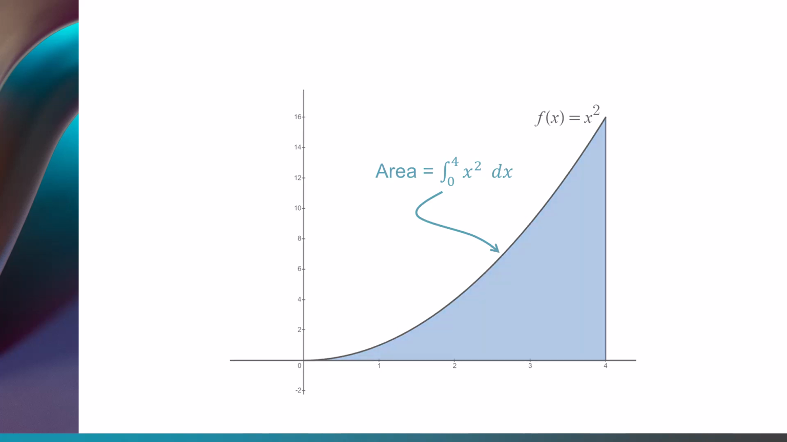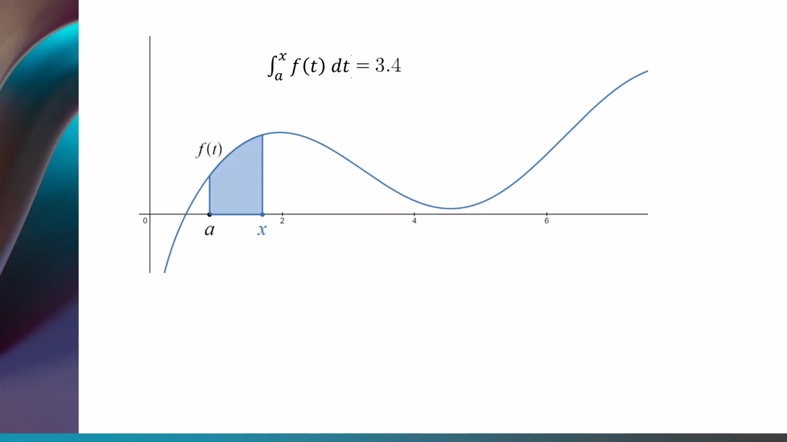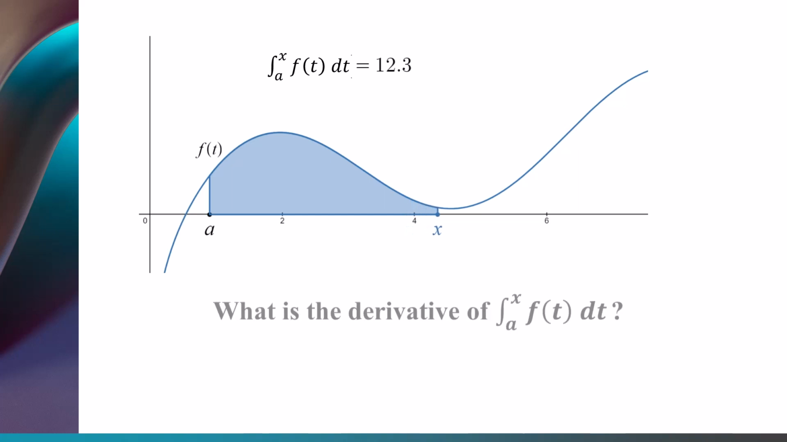Now comes the fun part. Say that we start with a function f of t, and we integrate it from some constant a to the variable x. Here, since x is a variable, we can change it. And notice that when we do, it changes the amount of area given by the definite integral. So here is a question. At what rate does the area change as x moves? Now think about that. When we ask about a rate of change, we're talking about a derivative. So the question is, what is the derivative of the definite integral of f of t from a to x?